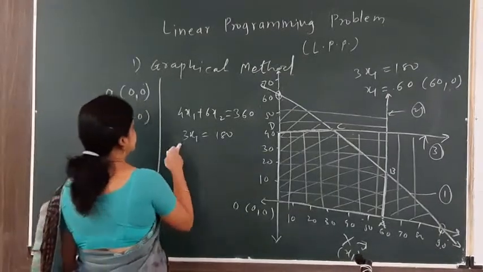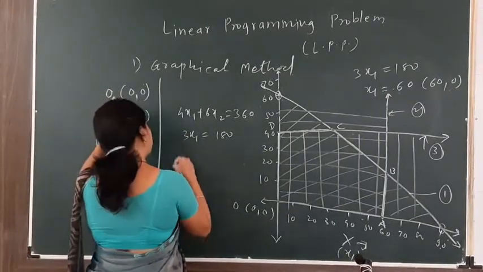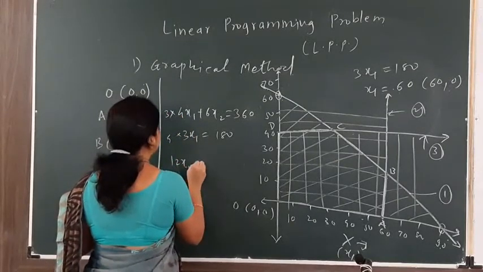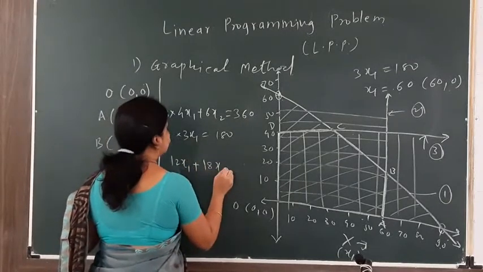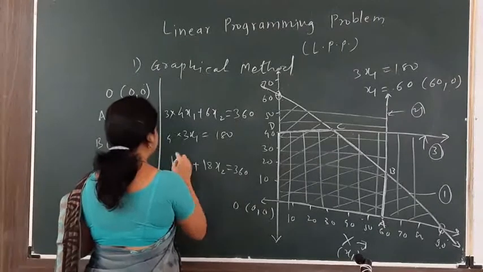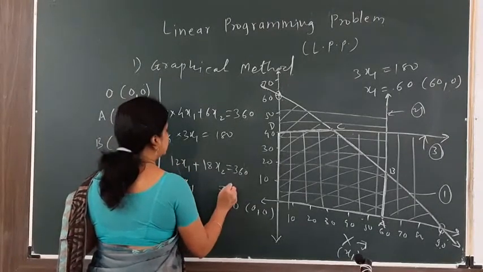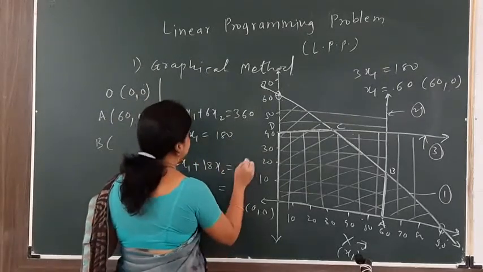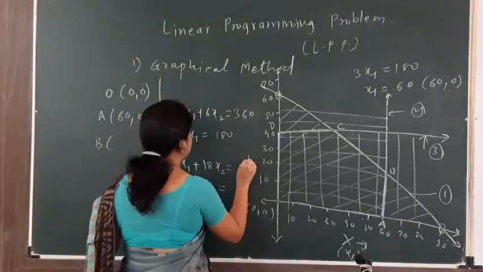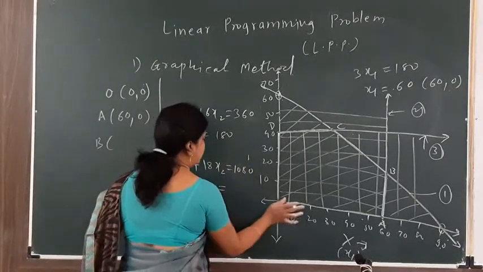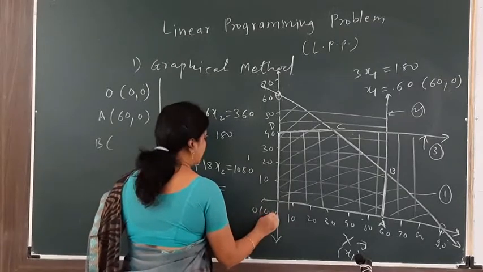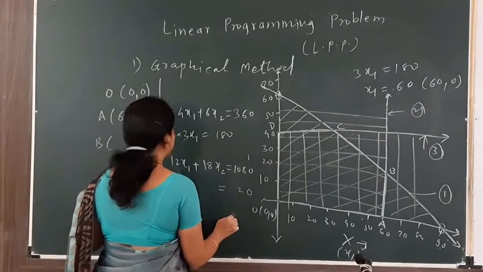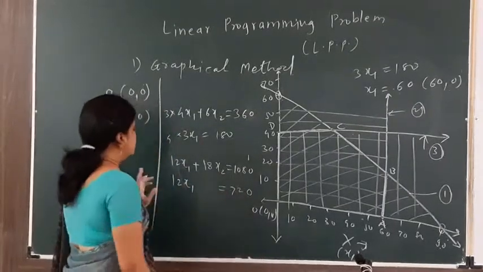So suppose I multiply this equation by 3 and this equation by 4. What do we get? 12x1 plus 18x2 is equal to 1080. This is not actually 360, I multiplied this by 3 only. And 12x1 is equal to 720, if I multiply this equation by 4. So subtract these two equations.